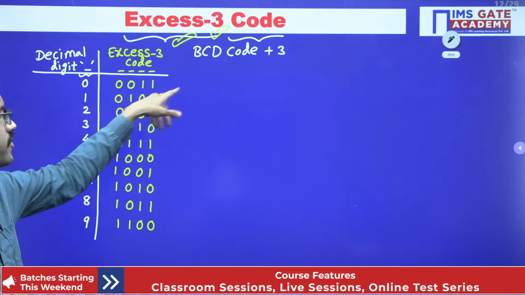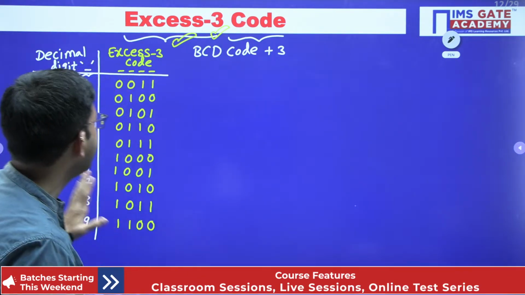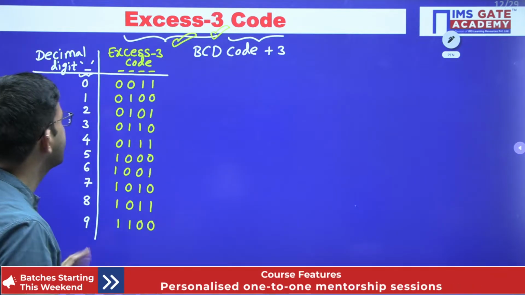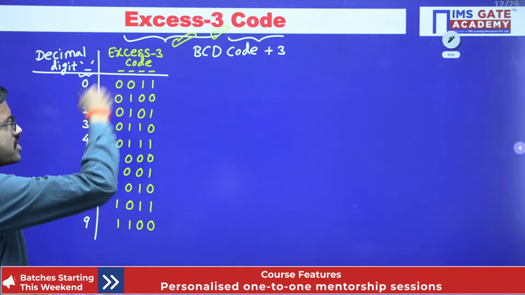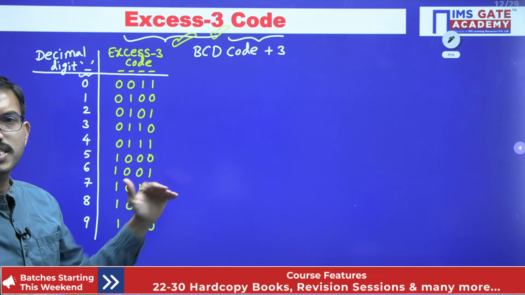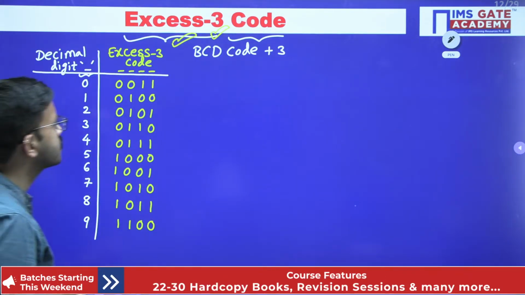If you are having 4 bits, in total you will get 16 combinations, yes or no? But out of the 16 combinations, we are using only 10 combinations. The remaining 6 combinations are non-valid XS3. What are those remaining 6 combinations?